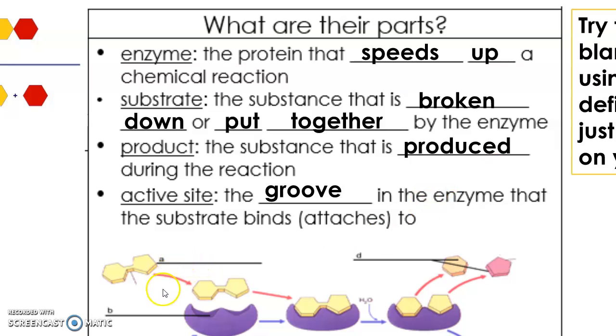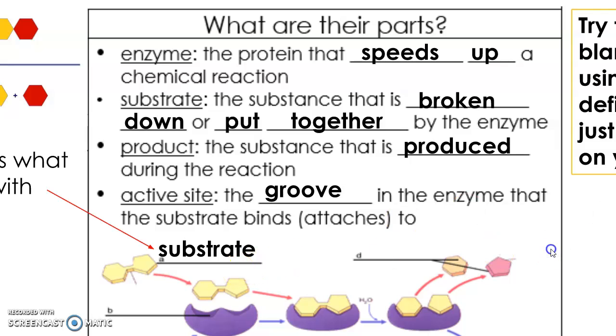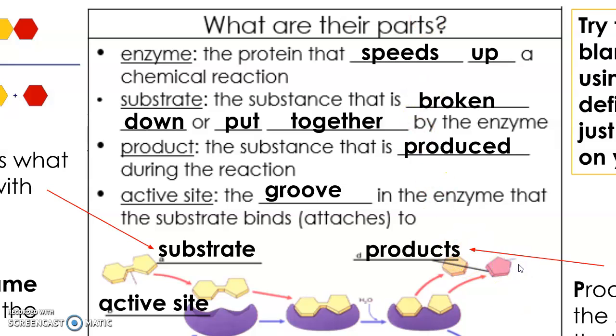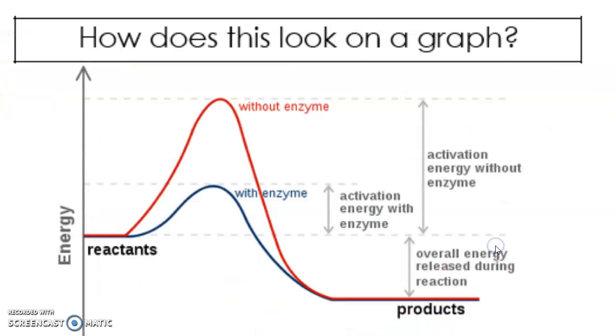So here you're going to label A through D using the definitions we just went over. Here's a substrate. Here's the active site. This is where it connects to it. And the purple guy is the enzyme. It stays the same throughout the reaction. It's usually the largest that is the enzyme. And then you have the products. Products are going to be the substance that's produced.